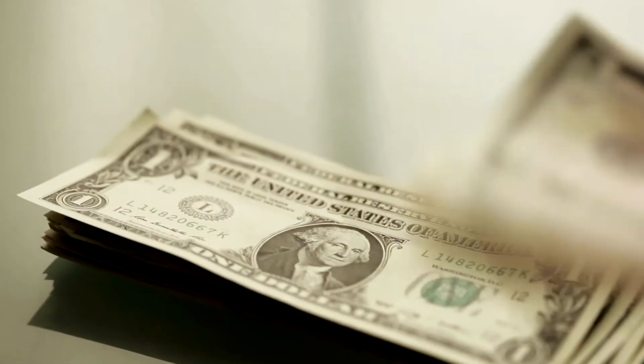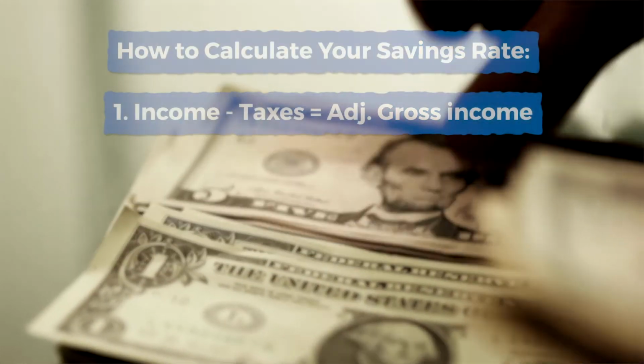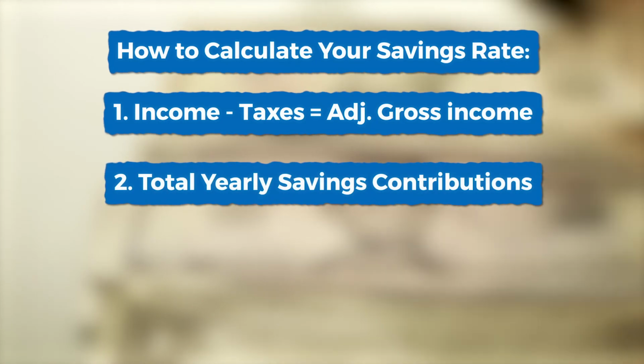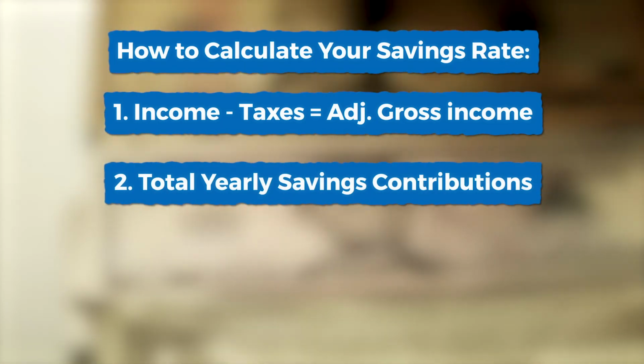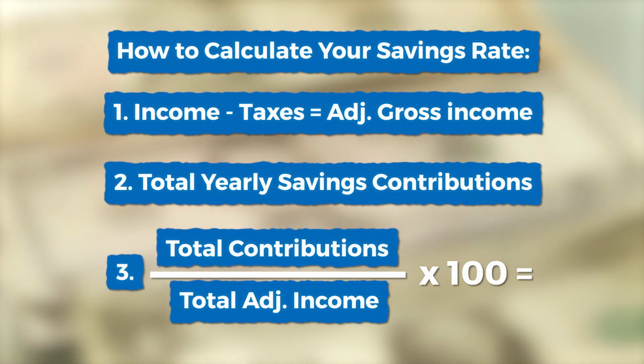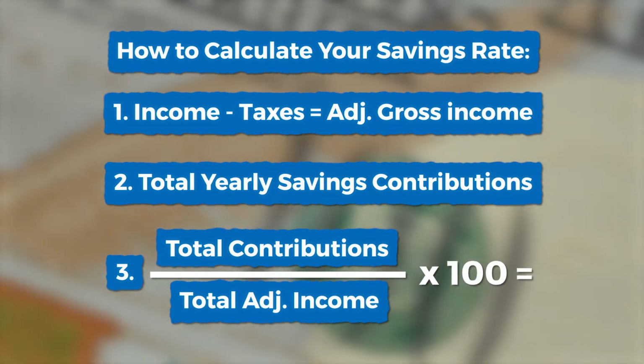In terms of actually calculating your own savings rate, it's really easy. The first step is to take out the taxes that you just filed and check what your adjusted gross income is. Second is to look into all your investment accounts and your retirement accounts and total the amount of contributions you made to these accounts in that year. Third is divide your total contributions by your total adjusted income and multiply that amount by 100, and you've simply got your savings rate.